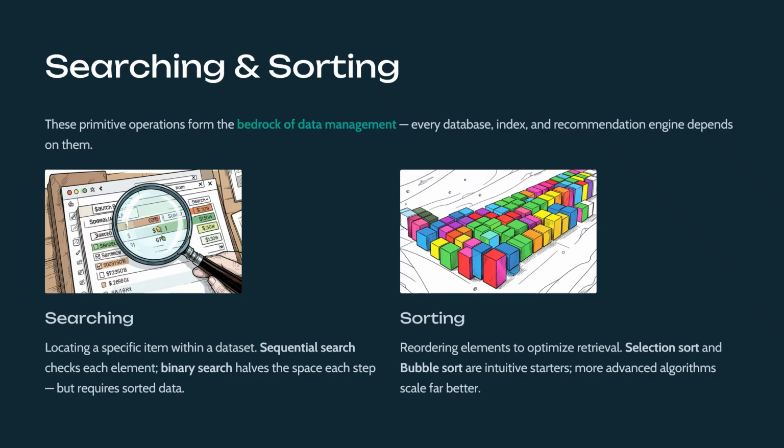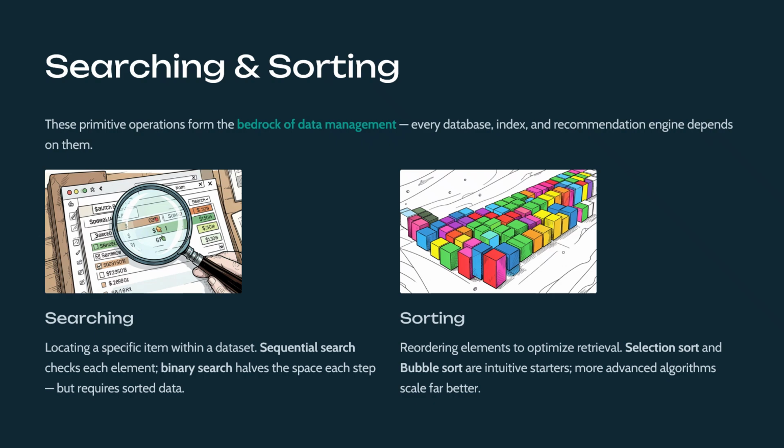Searching involves locating a particular element within a collection of data. The simplest searching technique is linear search, where each element is examined one by one until the target is found. A much faster method is binary search, but it only works if the data is already sorted. Binary search repeatedly divides the search space in half, dramatically reducing the number of comparisons.